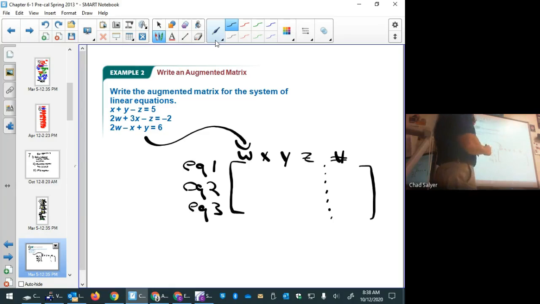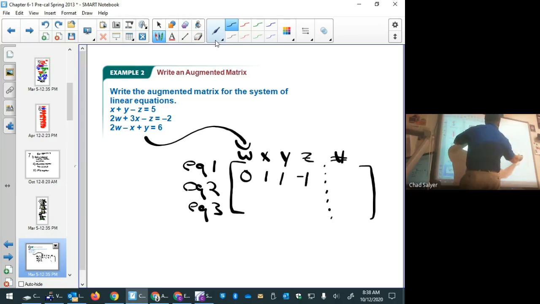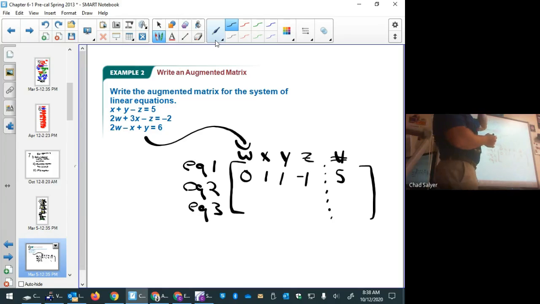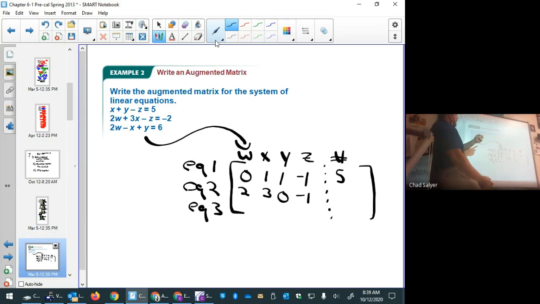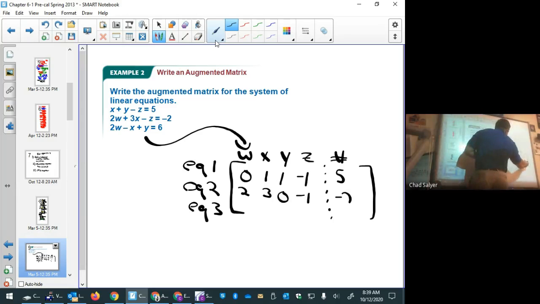So what is the W's coefficient in the first equation? W, it would be 0. Very good. And then we got 1, 1, -1, 5. And then tell me what the second row would be, Grace. 2, 3, 0. And then what at the very end? Good. She didn't get fooled.